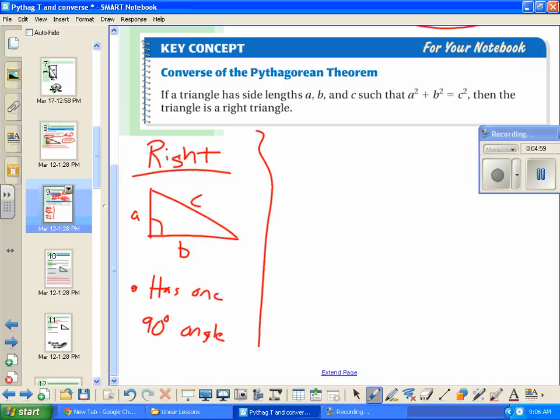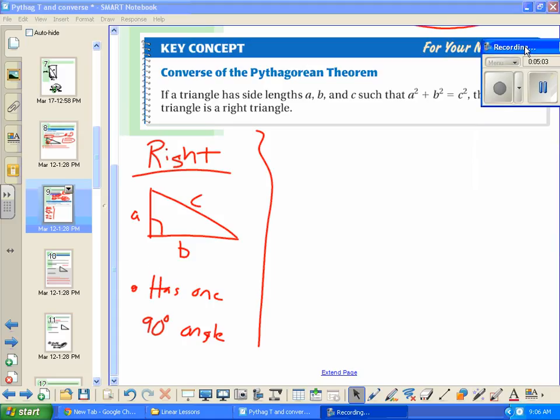Well, what if the formula doesn't work? What if I plug in three numbers and I don't get something that's the same on the right side as I do on the left side? Well, then I must have some other type of triangle, or something else must be happening. We have to think of the other triangles that we know that are defined by angle. Right triangles are defined by the fact that they have one right angle. What other triangles do we know that are defined by angle, like how big or small they are?